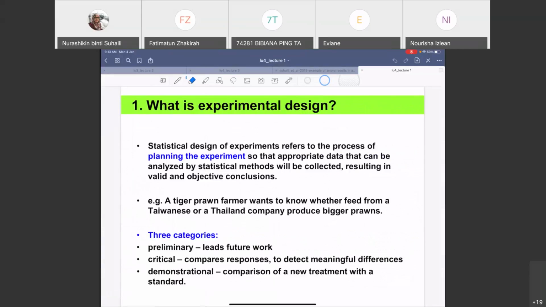So what is experimental design? By definition, the statistical design of experiments refers to the process of planning the experiment so that appropriate data that can be analyzed by statistical methods will be collected, resulting in valid and objective conclusions. Why we relate statistics with experimental design is because your data needs statistics. If your data are quantitative, they need to be analyzed statistically.